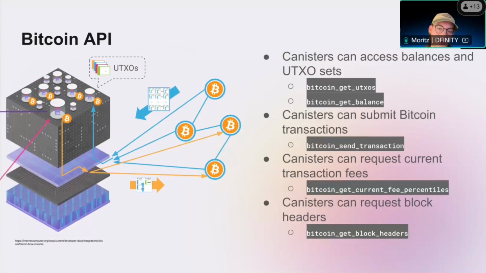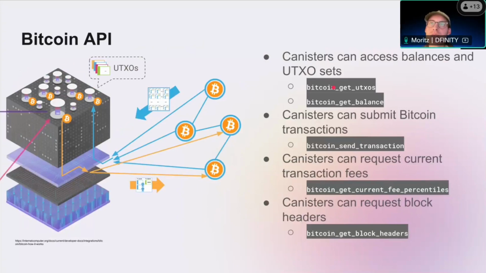So let's start with the Bitcoin API. So let's start with the thing that allows us to read from and write to the Bitcoin blockchain. And on this slide, I quickly want to walk you through the functionality that the Bitcoin API offers.